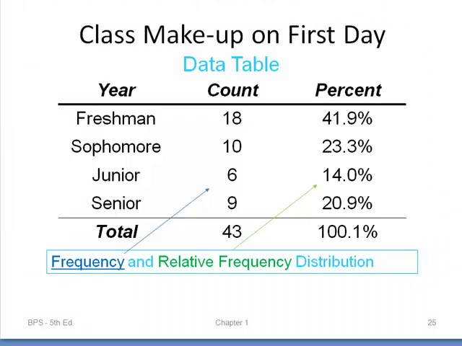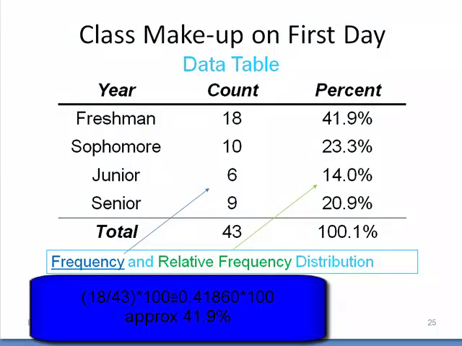So on the first day of class, there were 18 freshmen, 10 sophomores, 6 juniors, and 9 seniors, for a total of 43 students on that first day. How we find the relative frequencies, we take the total number of students, and we'll see how many freshmen out of those 43 students. So 18 out of 43 students, so we just do the division and multiply by 100, and that's how we get that percent.